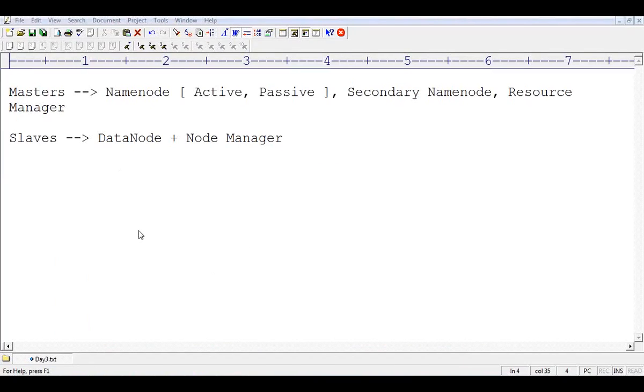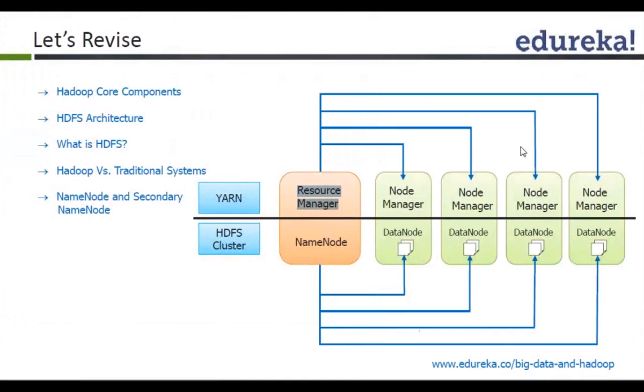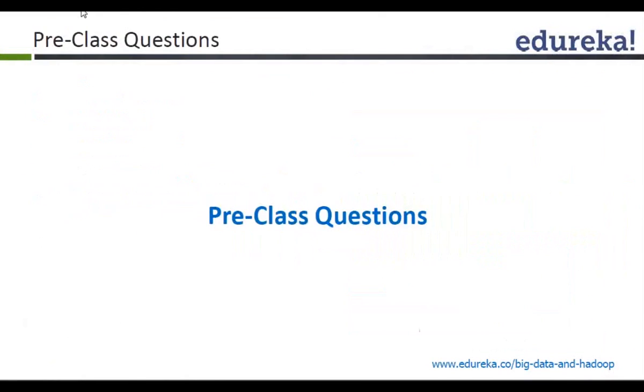Cool. So let's move on. When you start off with your system, these are the core components that we have in Hadoop. Then we saw what is HDFS architecture last time. You know what is HDFS, what is the difference between Hadoop and traditional systems. And when we talk about secondary NameNode, we had covered that. Perfect. So let's move on. We will talk about active, passive, etc.